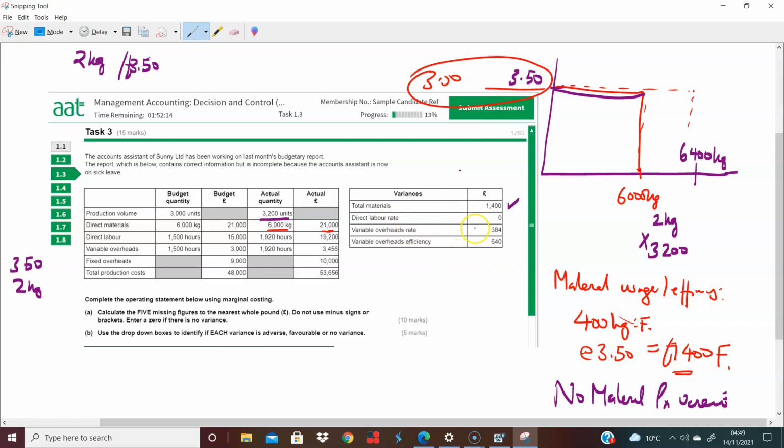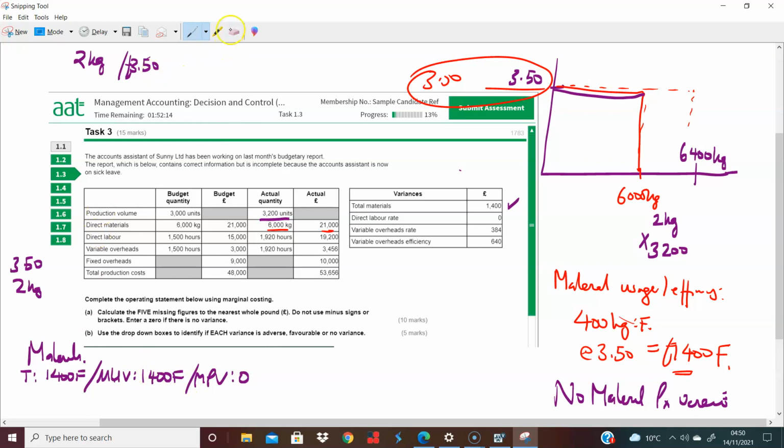I'm just seeing it now, and I'm showing you that I think the best thing is to just do it. So I'm going to write my answers here under materials. Total variance is 1,400 favorable. The material variance here is material efficiency or material usage. Let's use U so we don't mix it up with labor. Material usage variance was 1,400 favorable, and material price variance was zero.